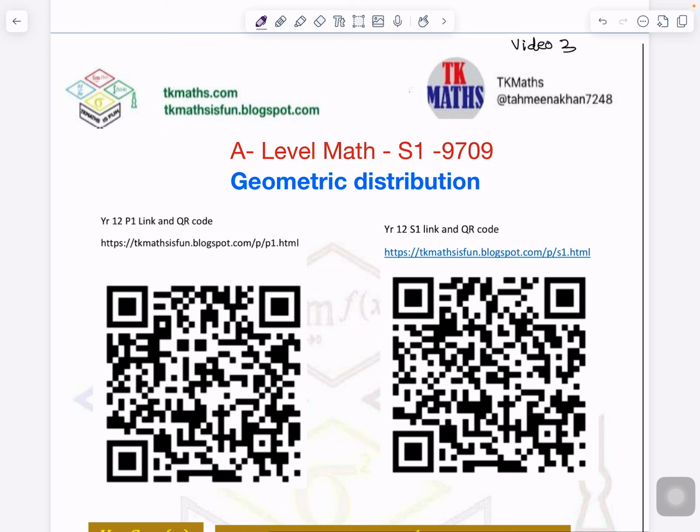In today's video, which is video number 3 on geometric distribution, a part of the A-level Mathematics S1 syllabus, code 9709, we will apply the 5 rules we have studied before. In detail, we have seen the reason why one is equivalent to this rule. You can find the link in the description below to inquire.